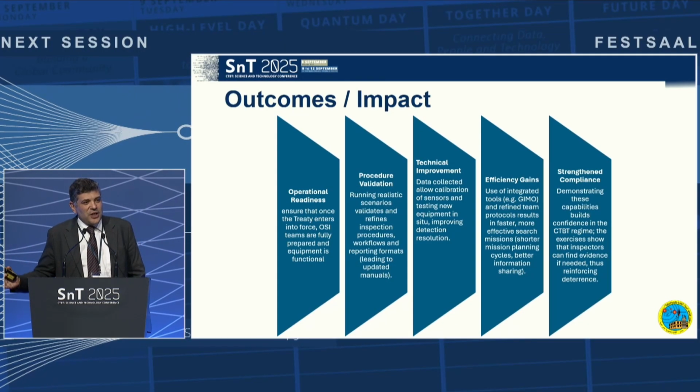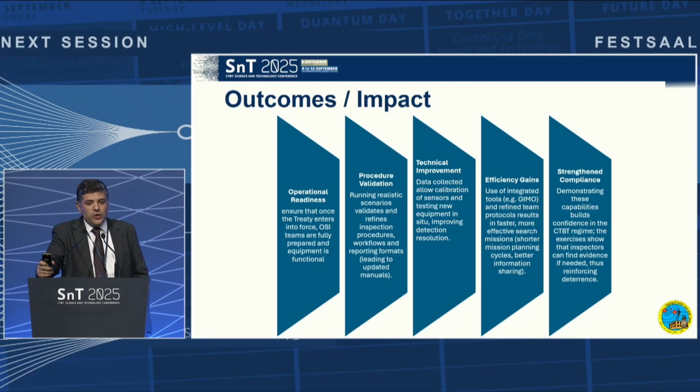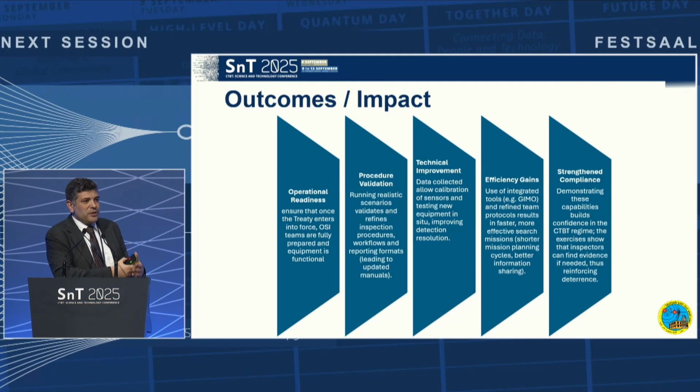What are the outcomes of such field exercises or field tests? Of course, operational readiness, which is very important to test how ready we are to conduct on-site inspection. Procedure validation: we have a lot of procedures, not only high level like the operational manual, but going down to work instructions and standard operating procedures. All of this needs to be tested, especially as we are conducting this at the operational layer, in an integrated manner.